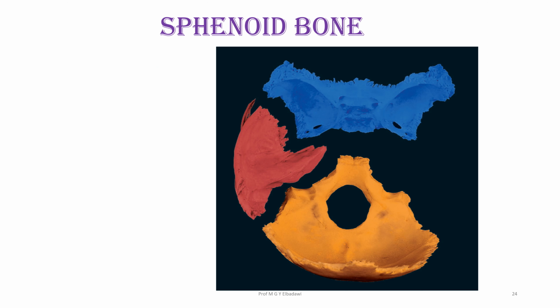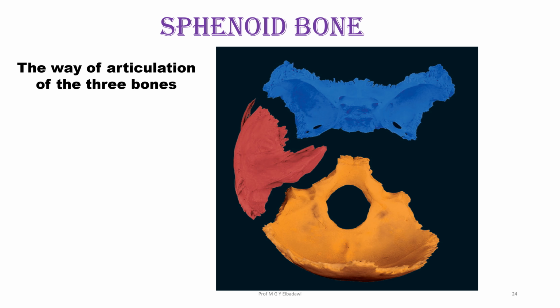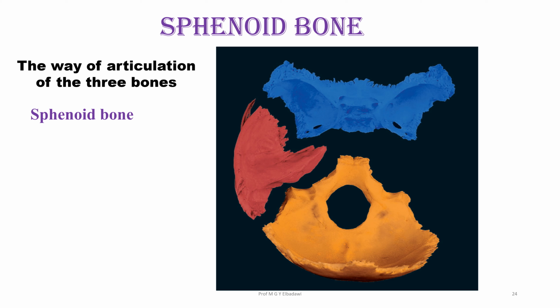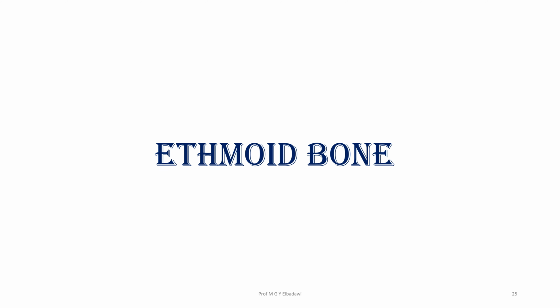That is the way the three parts articulate together, the three bones which we have mentioned, and we have pointed to the notches in each one. So that is the sphenoid bone in the middle, it's a single bone, and two temporal bones on each side, and a single occipital bone in the back. That's how they unite or articulate together. Now the last bone is the ethmoid bone.